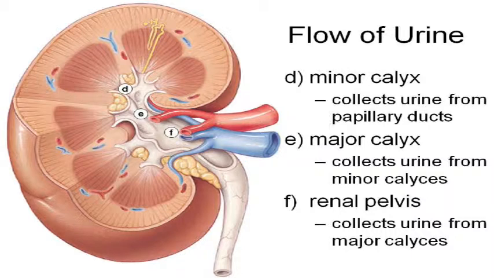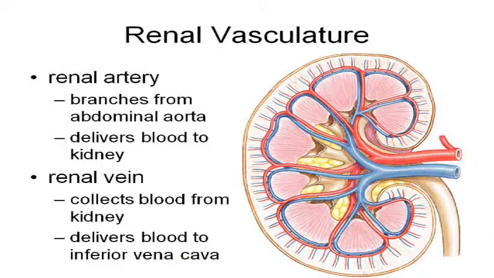That's called the minor calyx. So each one of these little things is a minor calyx. The minor calyces, that's plural of calyx, merge to form a major calyx, and the major calyces merge to form the renal pelvis.